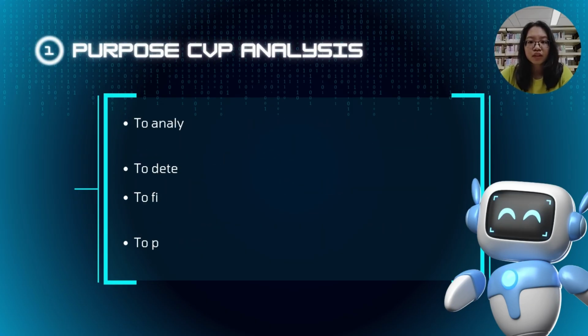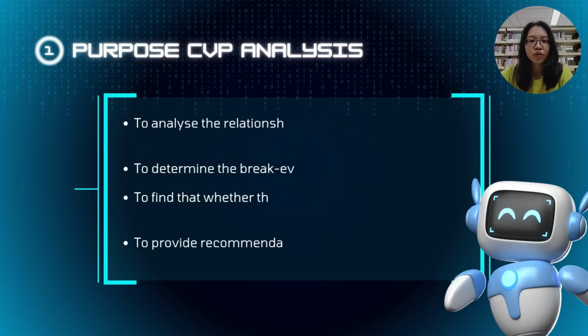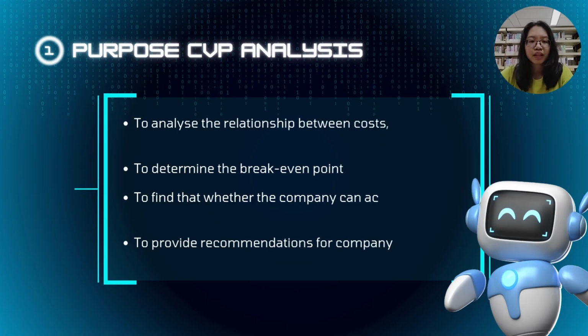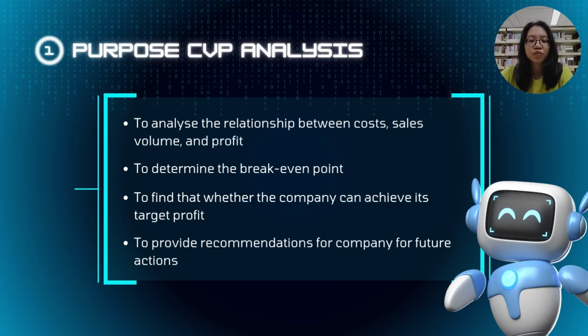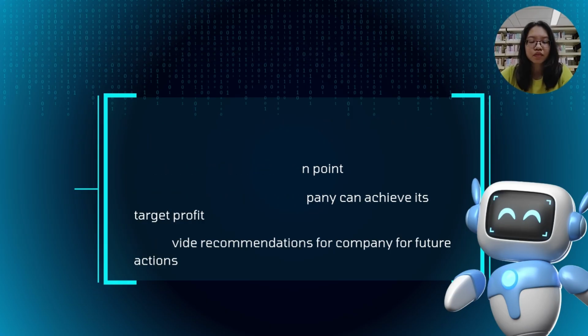So to help the company hit the target, we will use CVP analysis. It is to analyze the relationship between cost, sales, volume, and profit, and also to determine the break-even point. In addition, we can find out whether the company can achieve its target profits and provide recommendations for the company's future decision making.